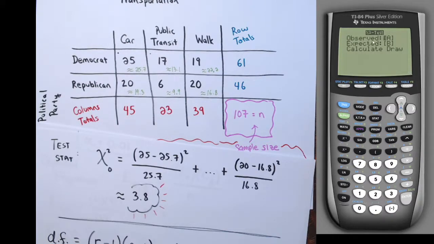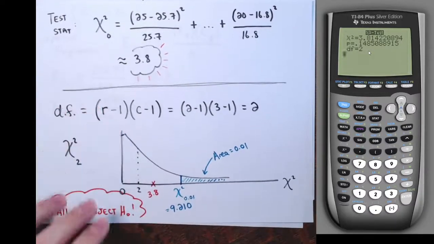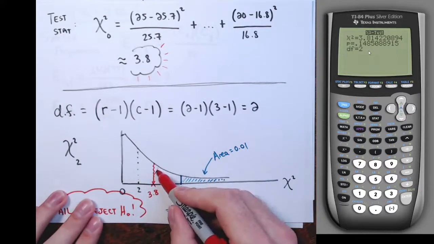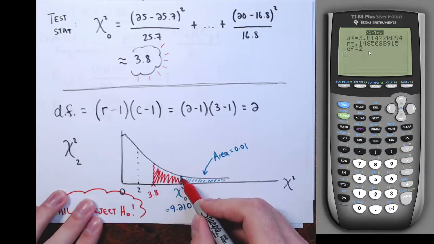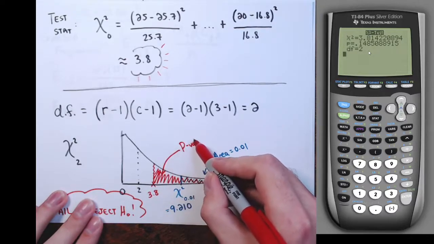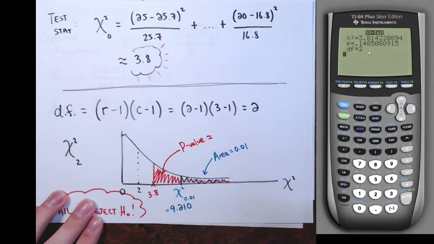It asks you, what's your observed matrix? Well, that was matrix A here. And then you don't have to worry about the expected matrix. As long as it's a different letter, it'll calculate it automatically for you. Then I hit calculate, and you see the test statistic comes up 3.8. The p-value, now, if you recall the p-value approach, this is a right-tailed test. The p-value would be this area to the right of the test statistic. So the p-value, which is given to us by the calculator, is 0.1485.